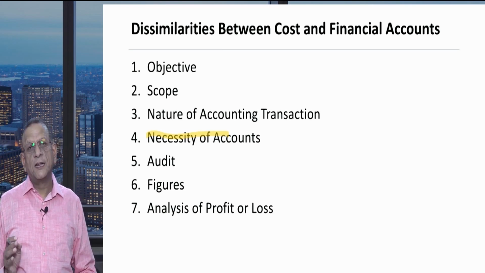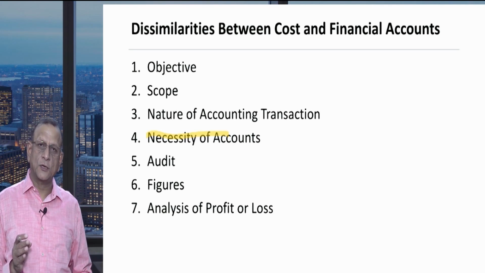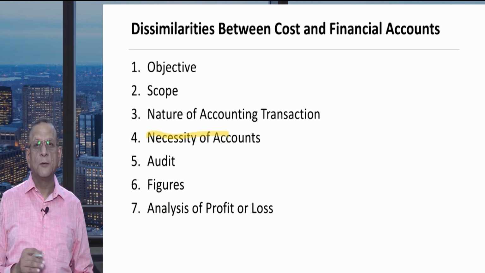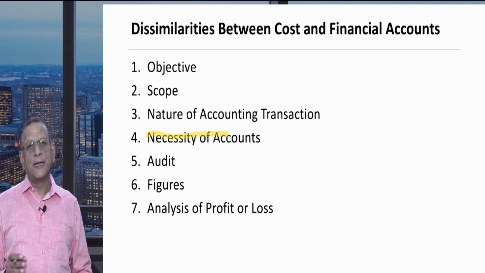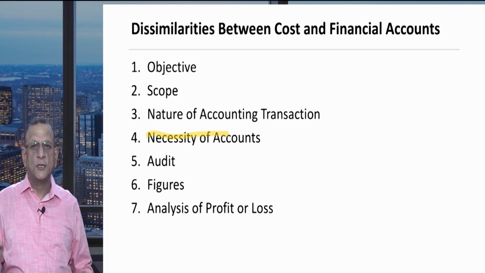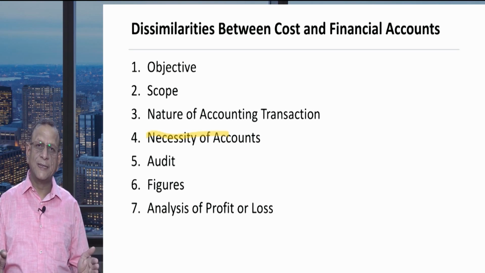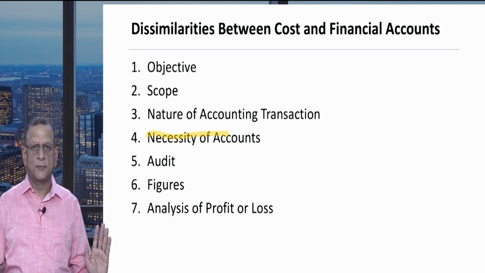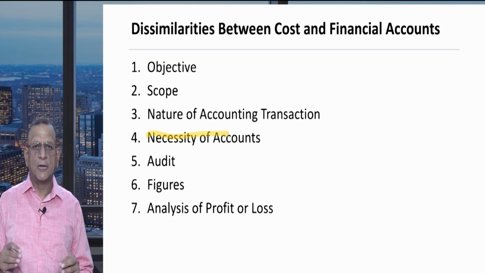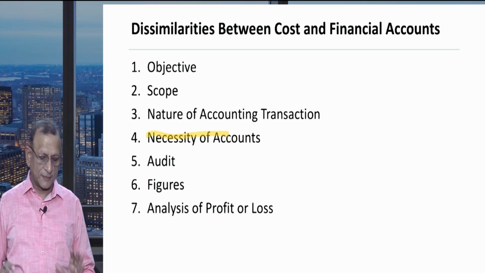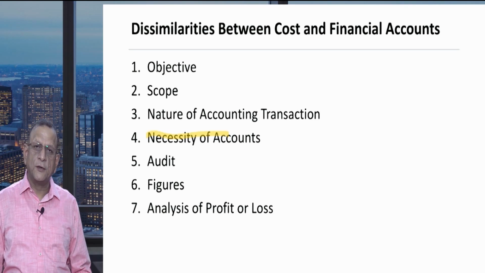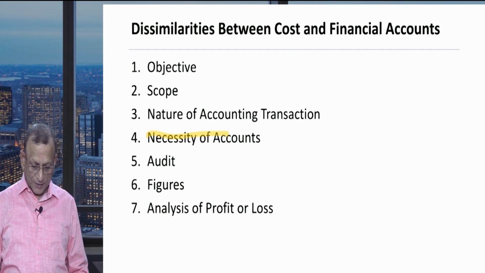Then the next point is the 7th, analysis of profit and loss account. Yes, we can analyze profit and loss with the help of financial accounts, but we cannot analyze profit or loss with the help of cost accounts in toto. For the entire organization, it can't be considered. For a particular product, department, unit, etc., it can be considered. So, this is the possibility of analysis of profit and loss account.